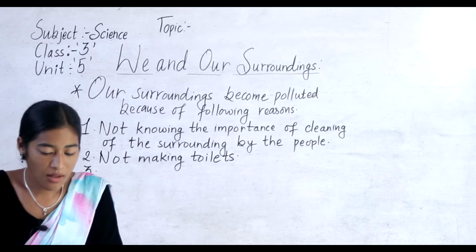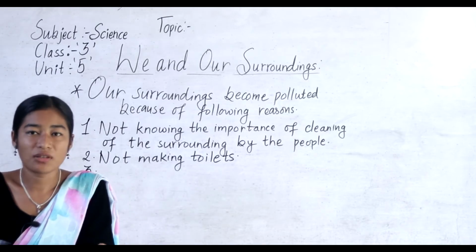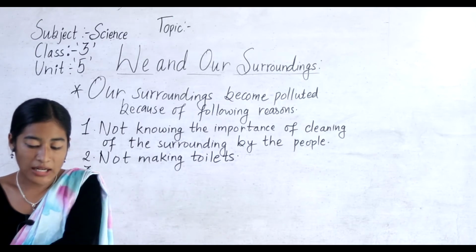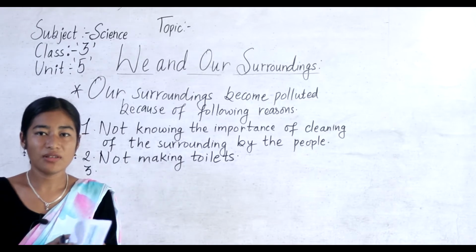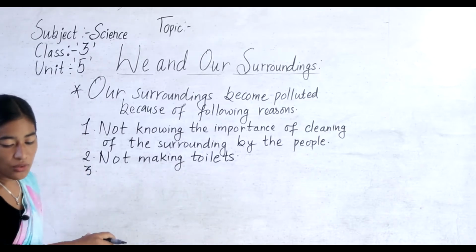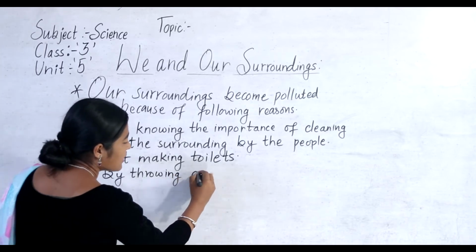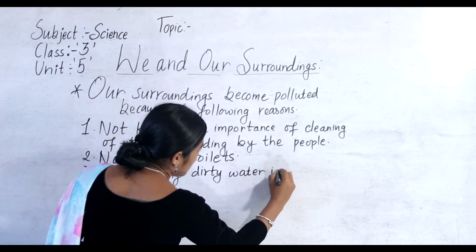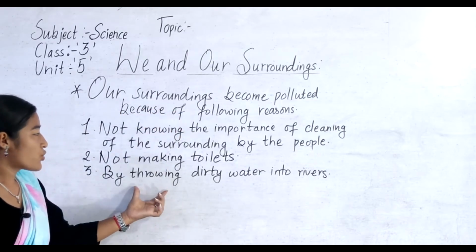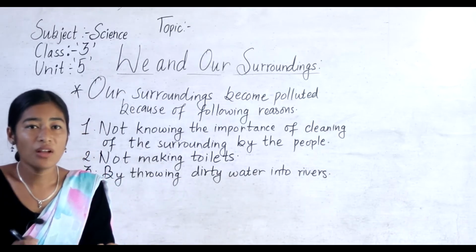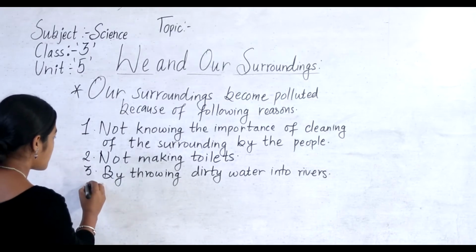Then the third point, all of you look on your book, page number 61. There are no proper ways of draining out dirty water from houses, and drain pipes are directly connected with the rivers. So what we throw from our houses goes directly to the rivers, so rivers also get polluted. So the next one is throwing dirty water into rivers. People wash their clothes and bathe in the river. In this way our surrounding has become polluted.